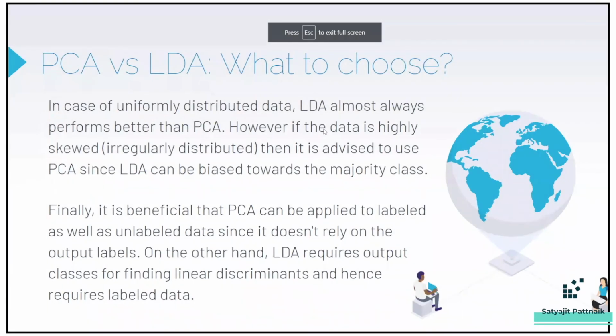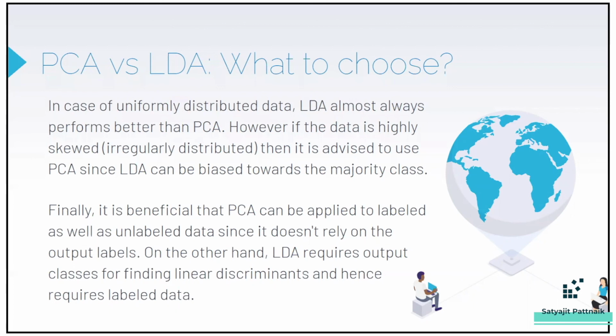Apart from that, I do have an important slide to cover as well. So this is one of the important slides I was talking about. PCA versus LDA, what to choose. Okay, I gave you a brief idea, but let us do a reading on this part. In case of uniformly distributed data, LDA almost always performs better than PCA. However, if the data is highly skewed, irregularly distributed, then it is advised to use PCA, since LDA can be biased towards the majority class.